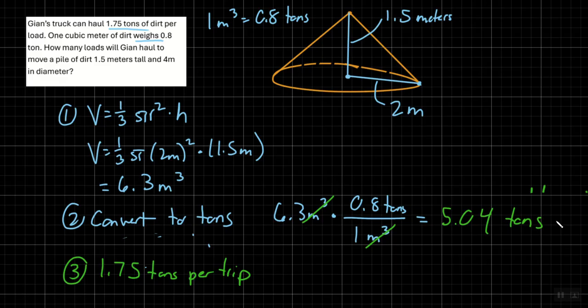Per trip. How many trips will it take? Should I go up or should I go down? Should, because it's 0.8. Yeah. Okay, we should have taken our tons, 5.0.